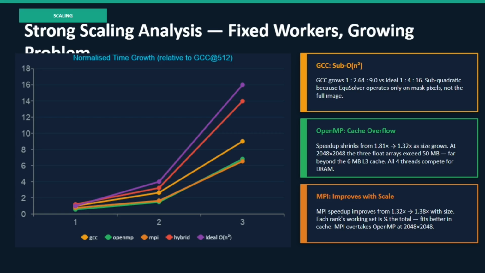In MPI it actually improves as size grows, because each rank only holds 1/4 of the data, so its working set fits better in cache. By 2048, MPI finally overtakes OpenMP, the only size where that happens. In hybrid, it gets worse and worse.